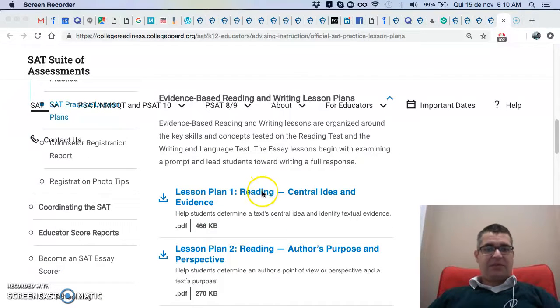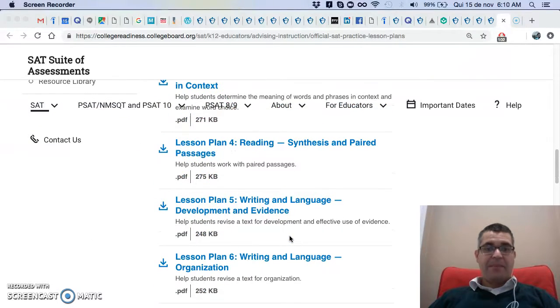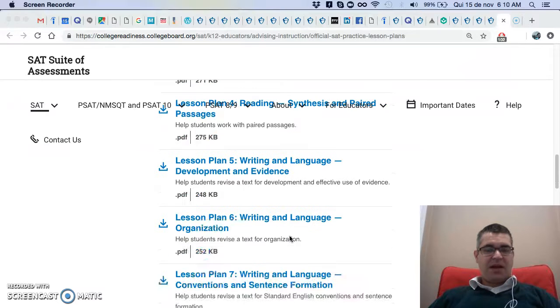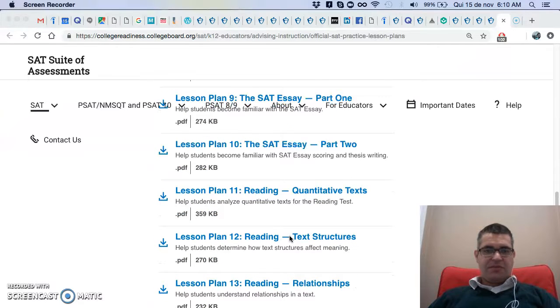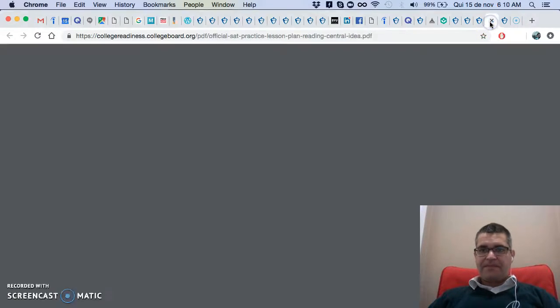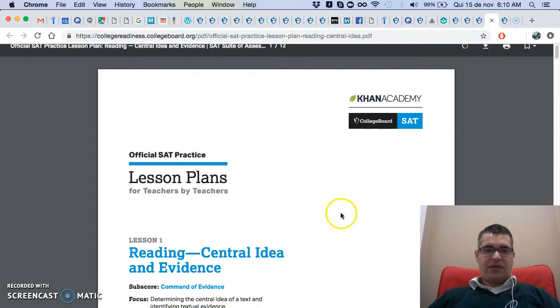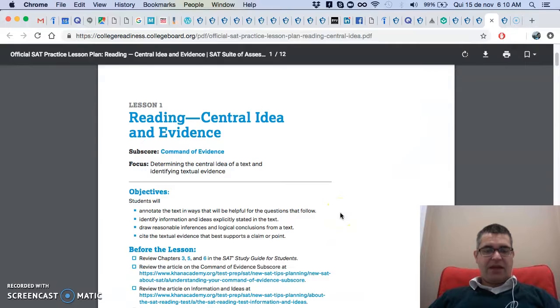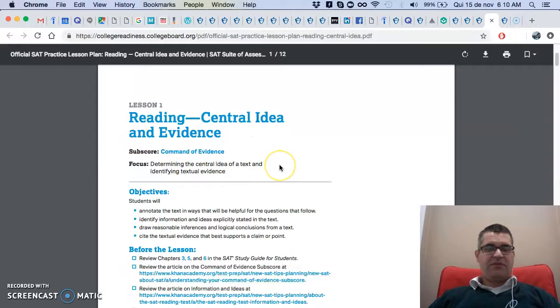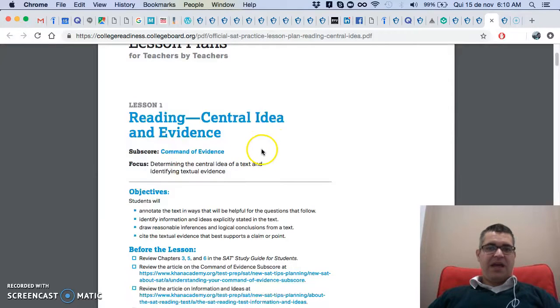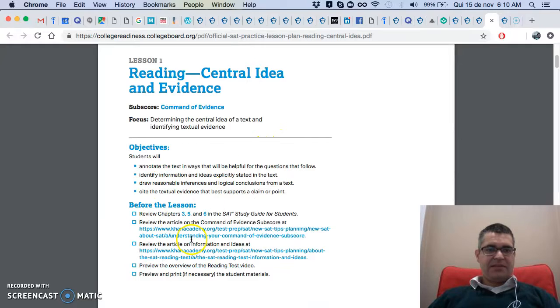Even lesson plans. I was getting my lesson planning started when I came across this number of lesson plans made by the College Board themselves, College Board teachers themselves. So I actually opened one of them over here, and that would be my lesson plan for today. I'll clarify on that and make sure I personalize it to the class today. But overall, I would follow the lesson 1 reading focusing on central idea and evidence as my objectives, as outlined over here.